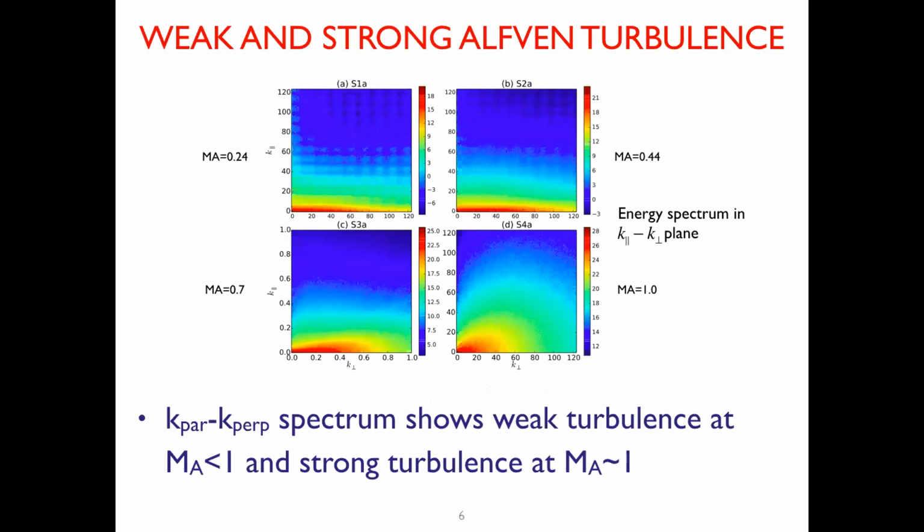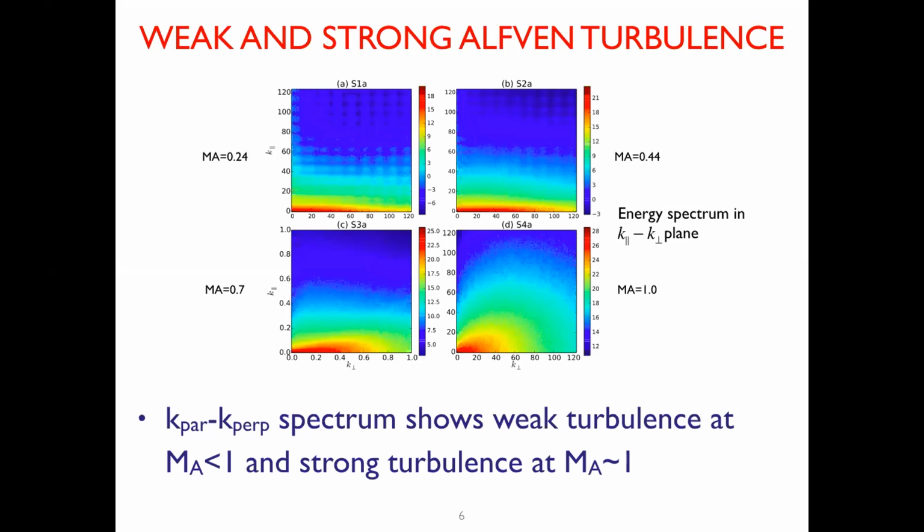Then we looked at the energy spectrum to understand whether that cascade theory is correct or not. So this is a two-dimensional energy spectrum. The horizontal axis is K perp, the vertical axis is K parallel, and the color is the power. And there are four simulations starting from low MA. So the top left MA is 0.24. Then we are increasing the alfvénic Mach number and slowly reaching a Mach number of 1.